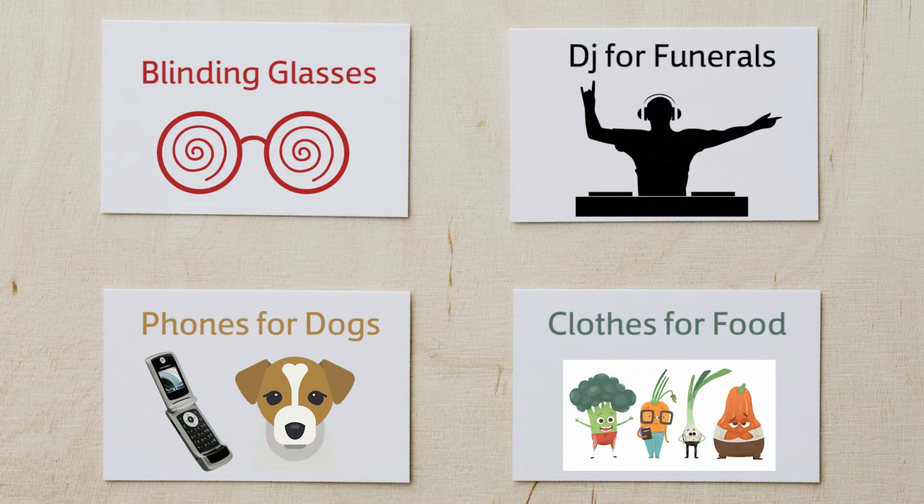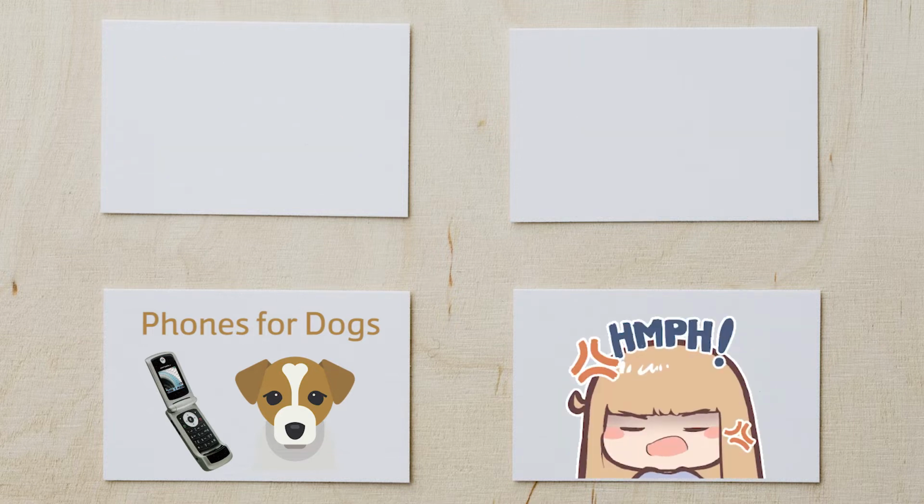So every group picks a topic and they have to work together to create a pitch similar to Jimmy's and try to convince us, and here comes the name of the game, why we should consider their idea. For example, why phones for dogs is such an incredible product.